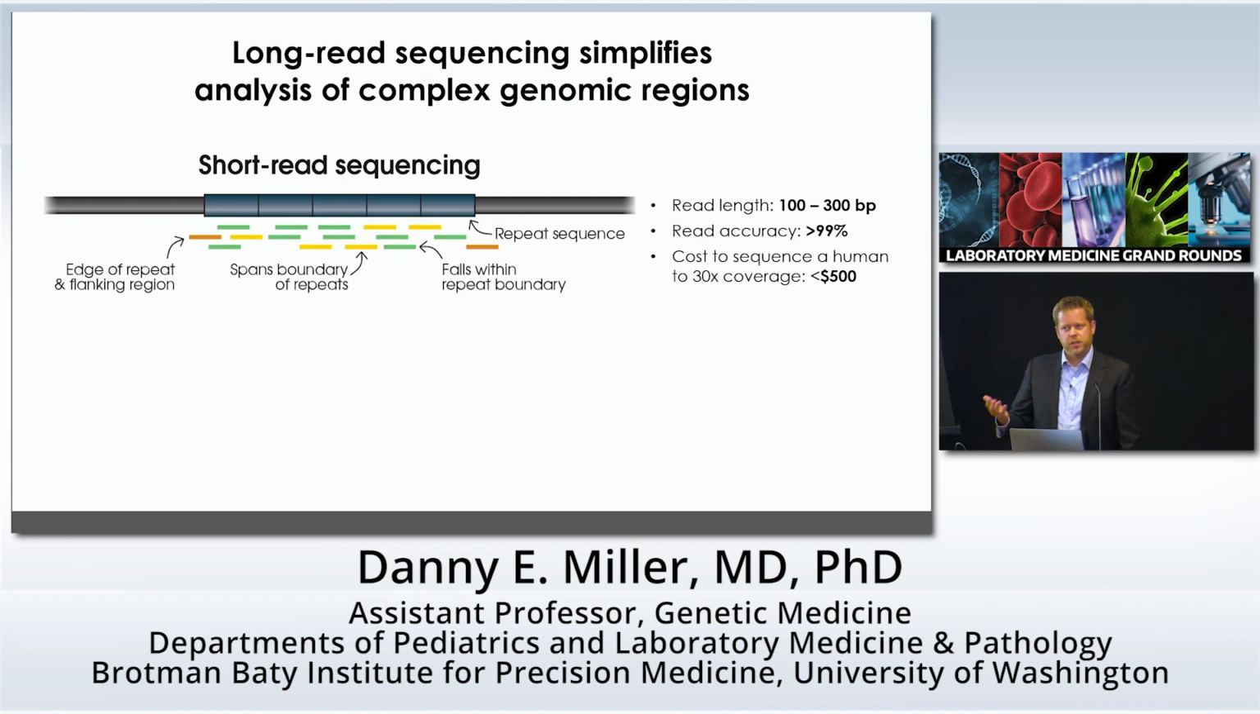And the cost to sequence a human to about 30x coverage falls kind of every day that you open up Twitter or something like that. So right now, probably less than $500 if you've got the right scale, maybe realistically less than $1,000.